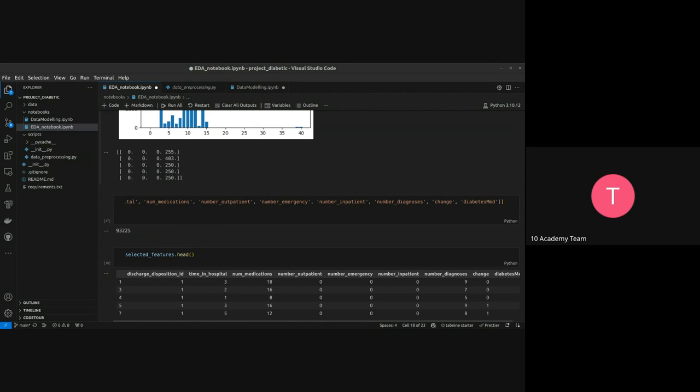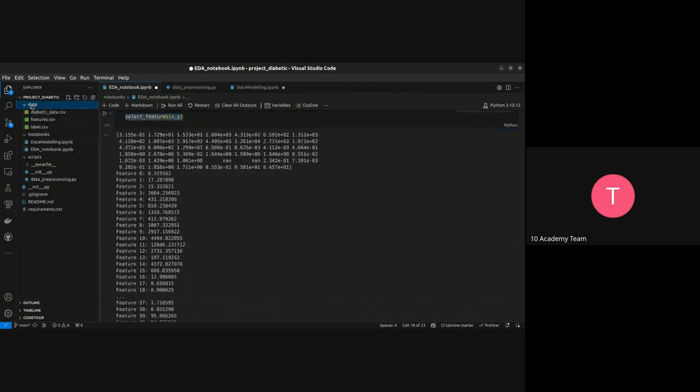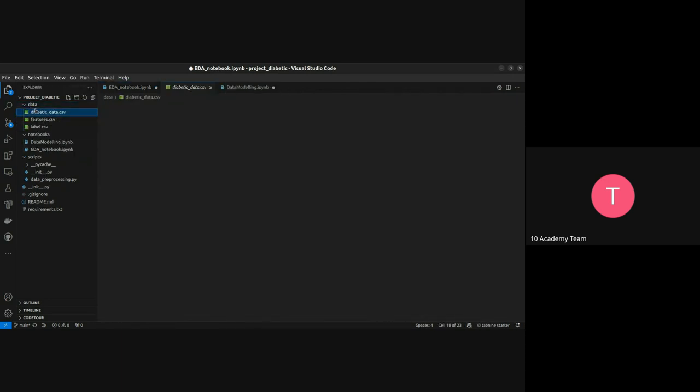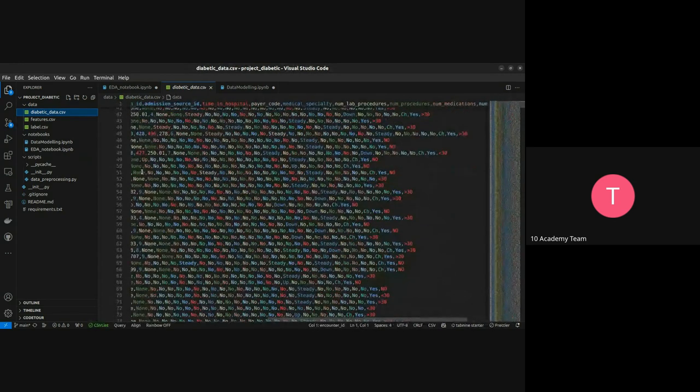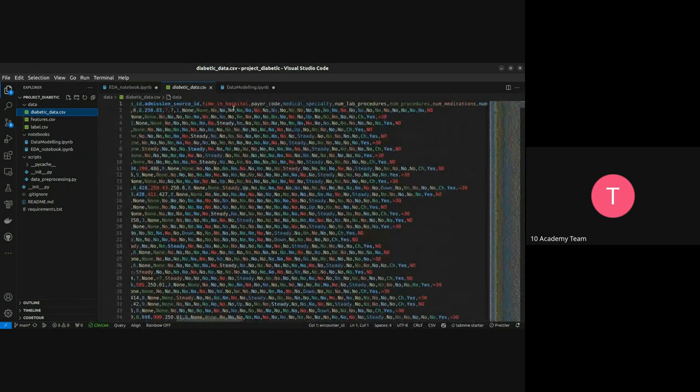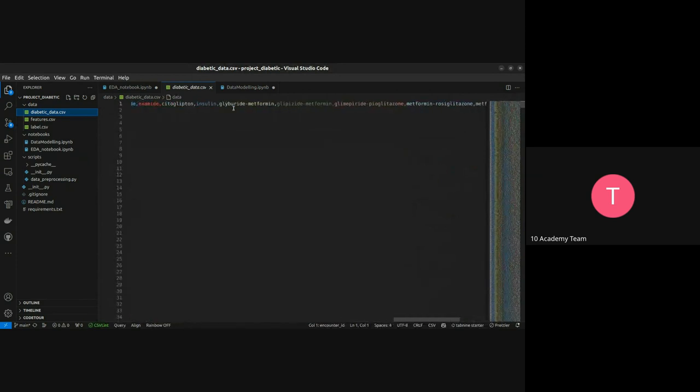So for this example, let me show you the data set. Yeah, okay. So for this project, the data is about the properties of every patient that has diabetes, and this is just to find if they have.